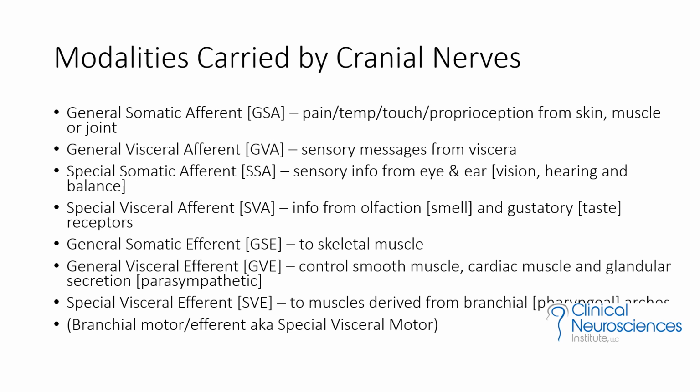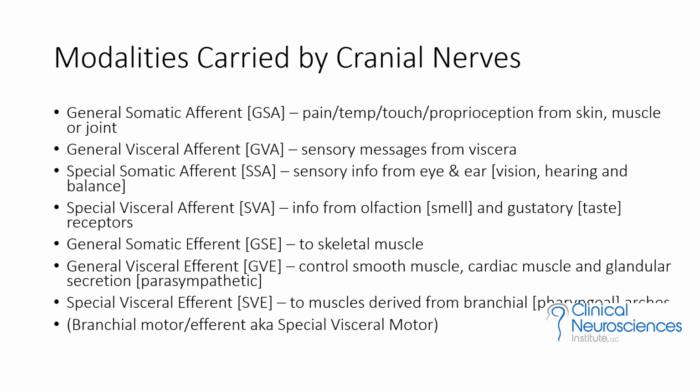Afferent, that's sensory, okay, or ascending information. Got it. So general somatic afferent is general body sensory. That's our touch, pain, temperature, proprioception, or the position sense, remember, from our skin, muscle, or joint. Then we've got our general visceral afferent, so that's just internal organ. And then we have our special somatic afferents and special visceral afferents. So special somatic afferent, that's sensory information from our eye, our ear. So this is vision, hearing, and balance. So it's special. Okay, so our special senses. Special visceral afferent, so information from olfaction, so smell and taste, gustatory.